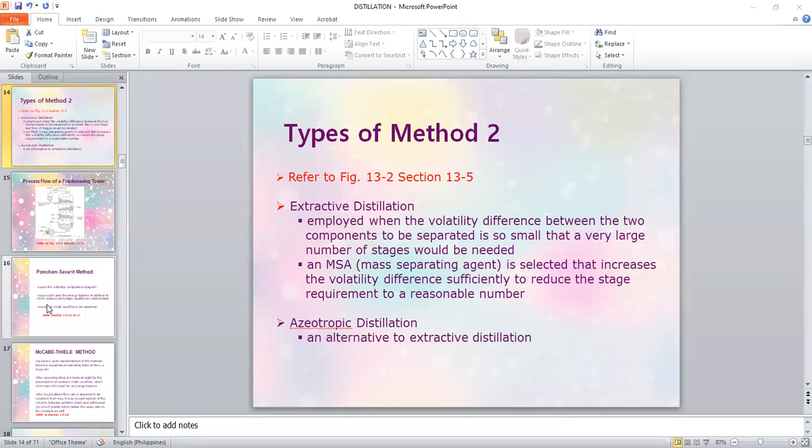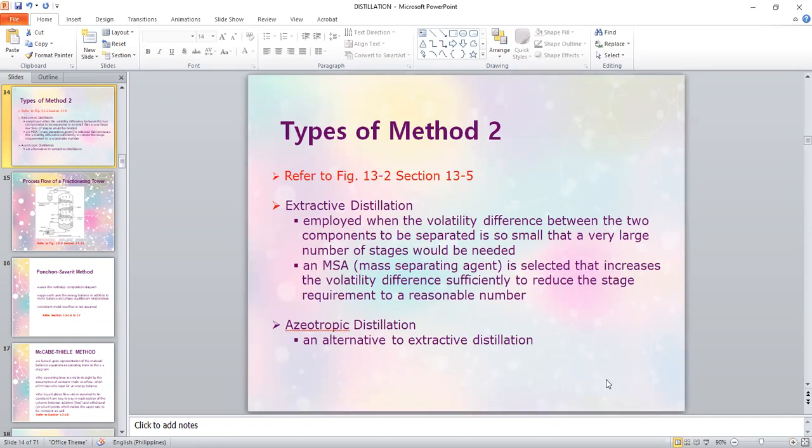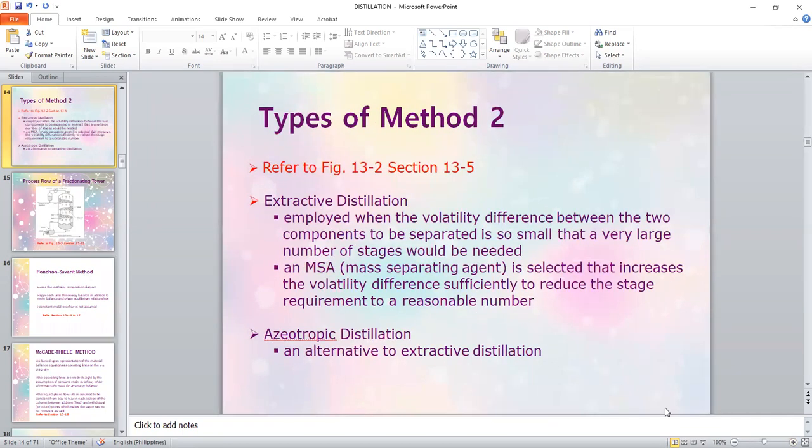In your handbook, you can refer to section 13-5, specifically figure 13-2. You have the different types of distillation there under distillation with reflux. Now, in addition to fractionation or rectification, we also have extractive distillation under method 2.